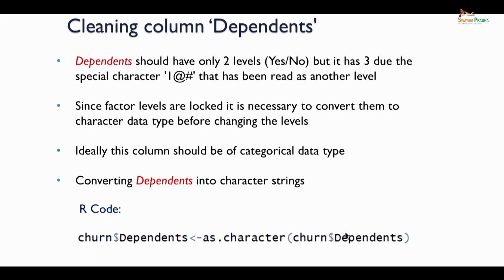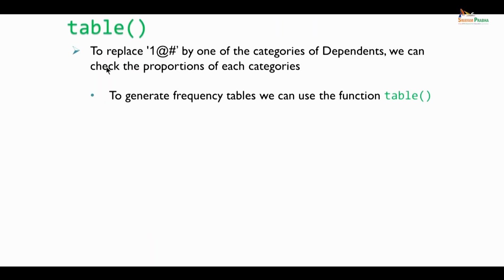Inside that, we will access the desired variable, that is dependents, from the data frame called churn. And you can save that output to the existing data frame, that is churn, so that all the modification done here will be reflected in the dependents column. Now we are interested in replacing the special character by one of the categories of dependents. Before replacing, we need to check the proportions of each category under the column called dependents.